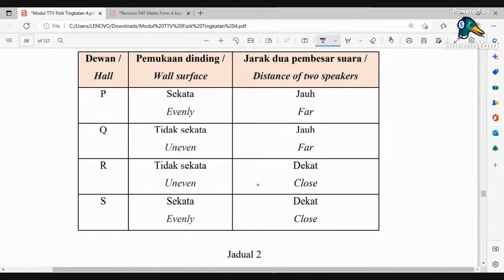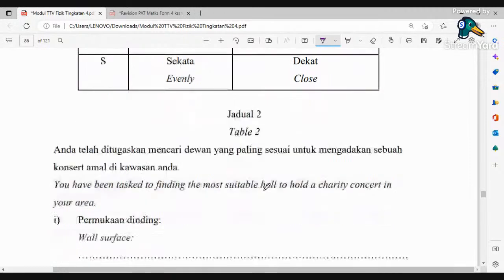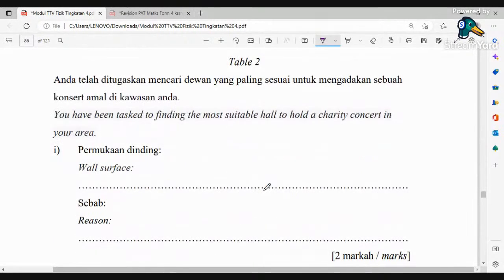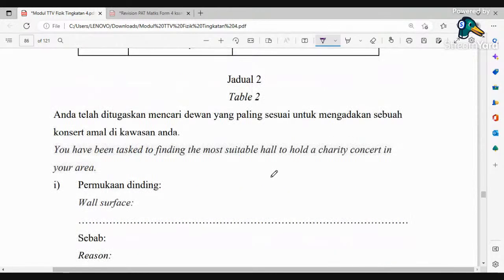Okay, part B, table shows 4 different hall characteristic PQRS. Okay, characteristic or aspect discussed here is wall surface and distance between two speakers. Okay, wall surface even, uneven. Distance of speakers far or close. Okay, you have been tasked to find the most suitable hall to hold a charity concert in your area. So, which one you should choose?